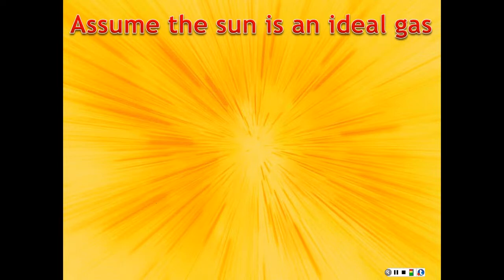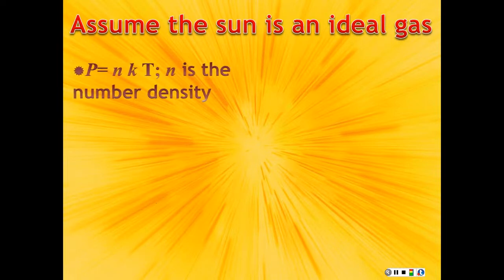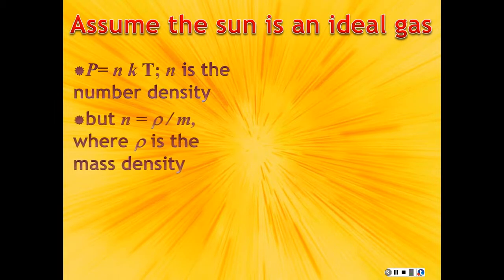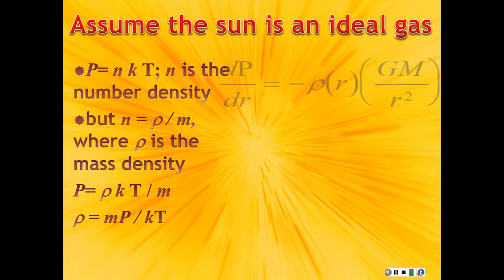So let's start by assuming that the Sun is an ideal gas. This is not bad. It actually does behave mostly like an ideal gas. And so we have that the pressure is equal to the number density of particles in the gas, the Boltzmann constant, and the temperature. This is pretty much the same as PV equals nRT, but the V and the R are now inside this little n and the k. But little n is the number density, which is the same as the mass density divided by the mass. And so we can say that the pressure is rho kT over m. And we can rearrange that to get rho. So now this is mP over kT.